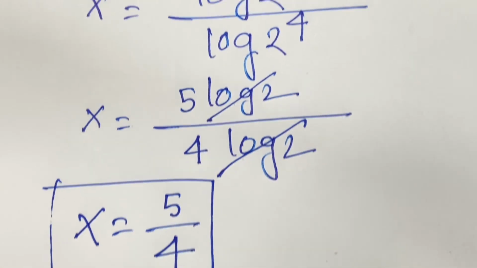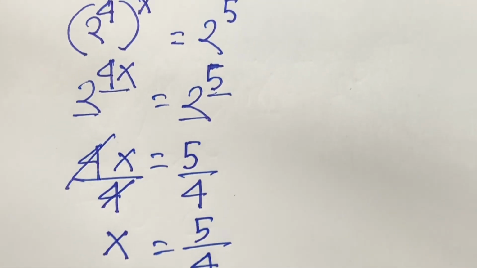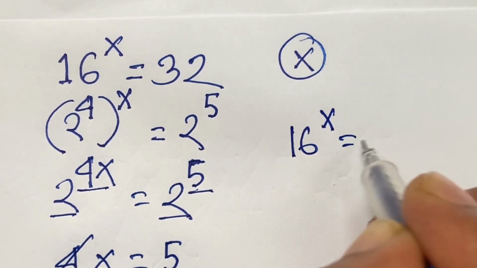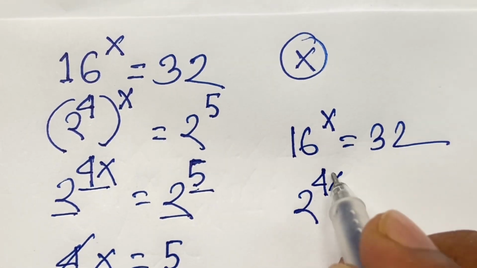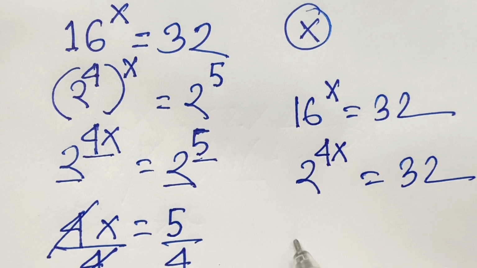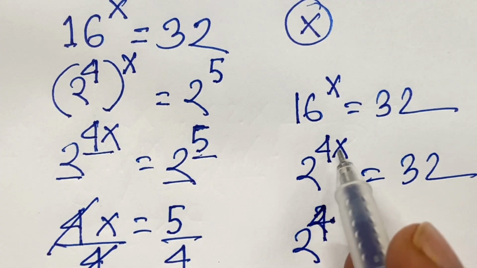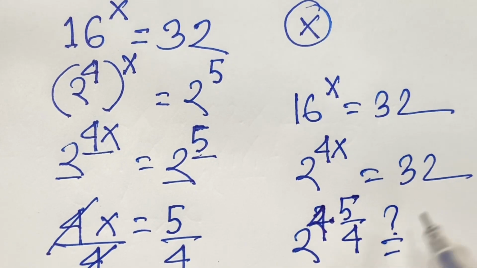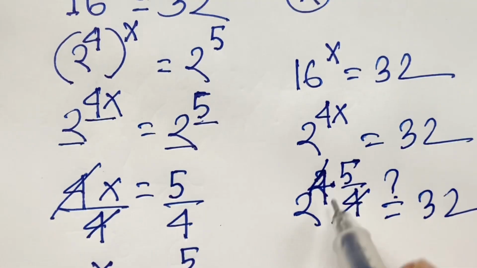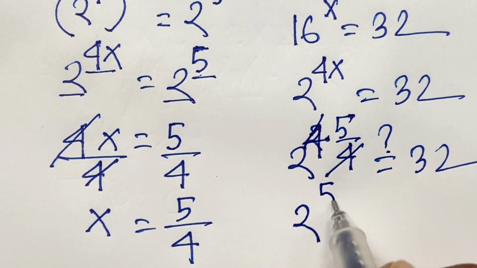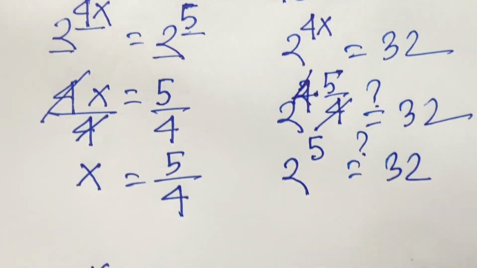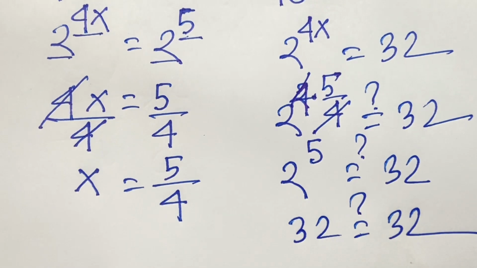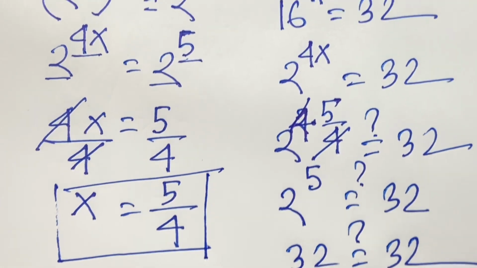Now let's prove it. Our first question is 16 to the power x equals 32. So (2 to the power 4) to the power x equals 32. Now x equals 5 over 4, so 2 to the power 4 times 5 over 4 equals 32. Here 4 cancels. We find 2 to the power 5 equals 32. We know that 2 to the power 5 equals 32, so 32 equals 32. This is our final answer, x equals 5 over 4.